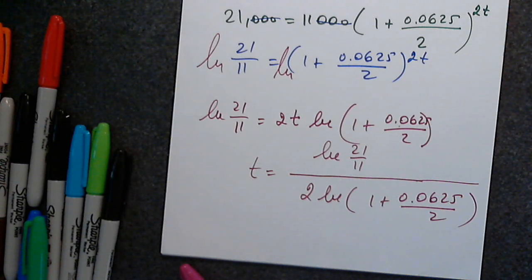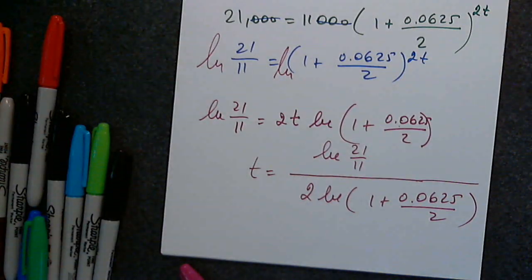Natural log of 21 over 11. Close the parenthesis, and now you divide by, if you do not put parentheses around the denominator, including that 2, you will not get the correct answer. Be very careful. So 2, natural log, now parentheses pop up, we have 1 plus 0.0625 divided by 2. Close the parenthesis for the natural log, and close the parenthesis for the denominator.